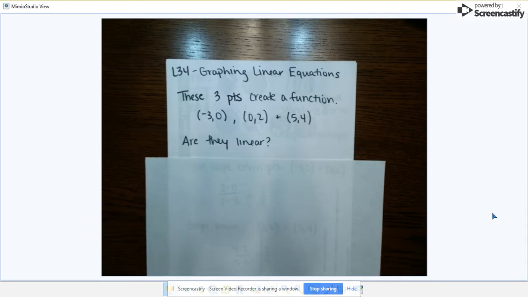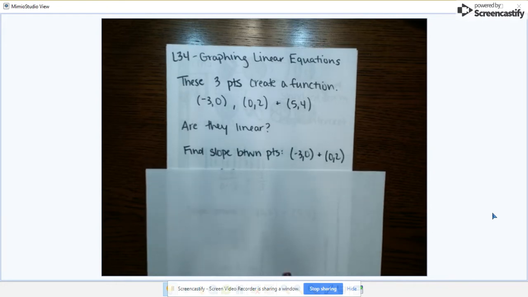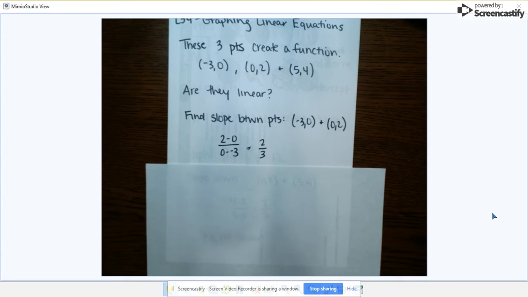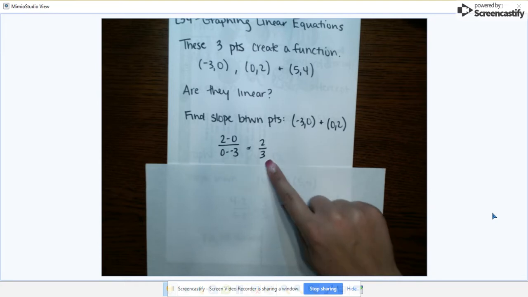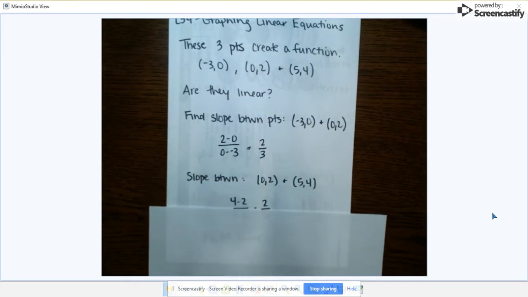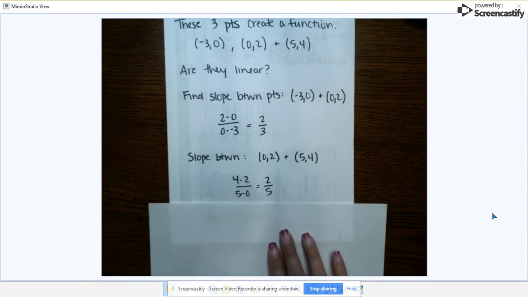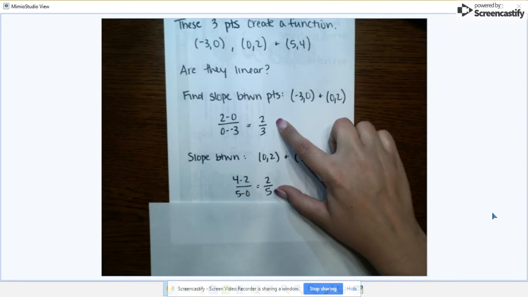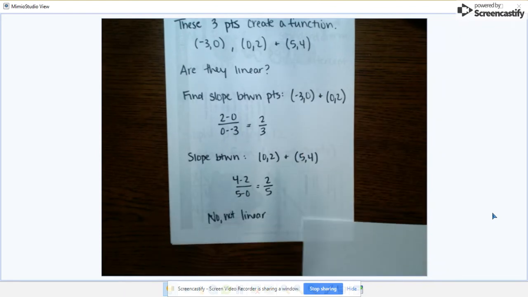So without graphing them, we can test this by checking their slopes, that rate of change. So we're going to just start with the first 2 points, find the slope between those two. When I plug them into my slope formula, y2 minus y1 over x2 minus x1, we get a slope of 2/3. Next, I'm going to check our second and our third point. When we do that, we get a slope of 2/5. And since these aren't the same slopes, we know that it is not a linear function.